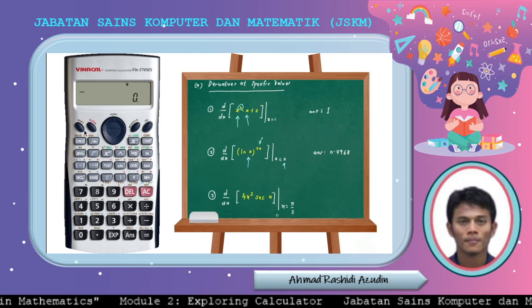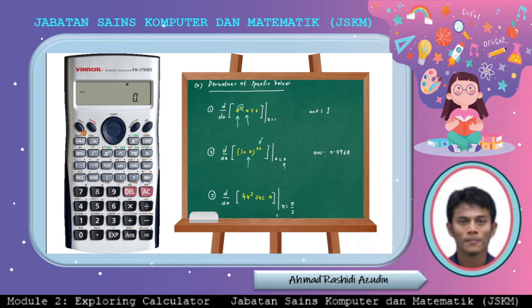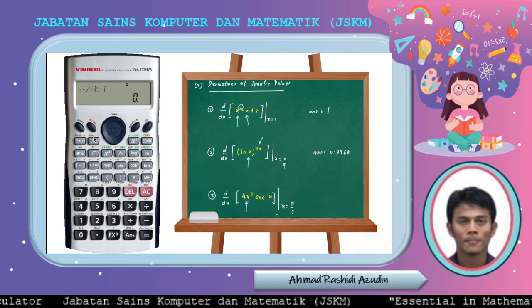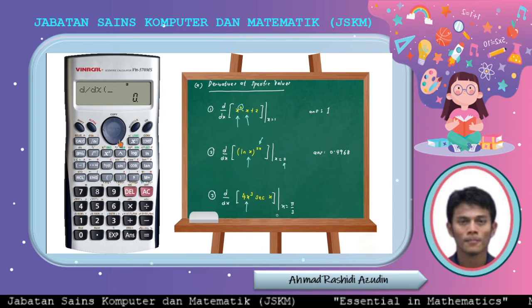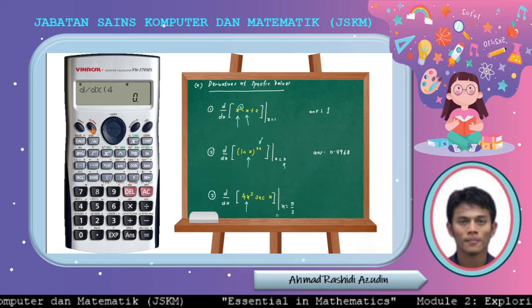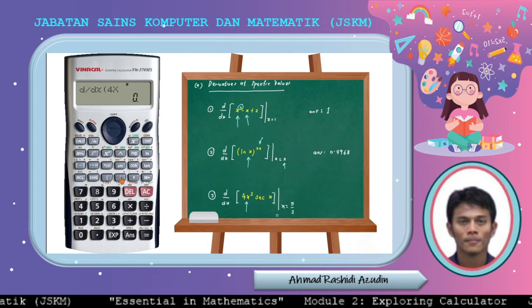Now we can key in the inputs for the derivative of the functions. We activate the derivative function first. We press this button, shift, followed by this button. Next we need to include this term 4x cubed in the calculator. So we just press 4 and then press alpha and then press this button x.